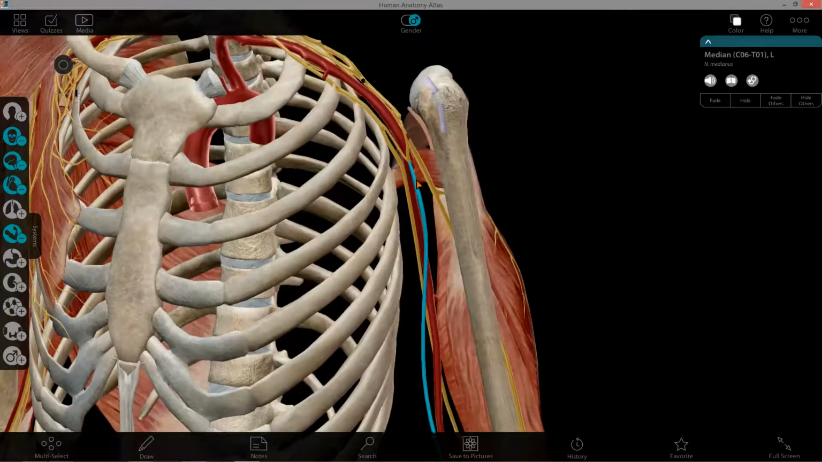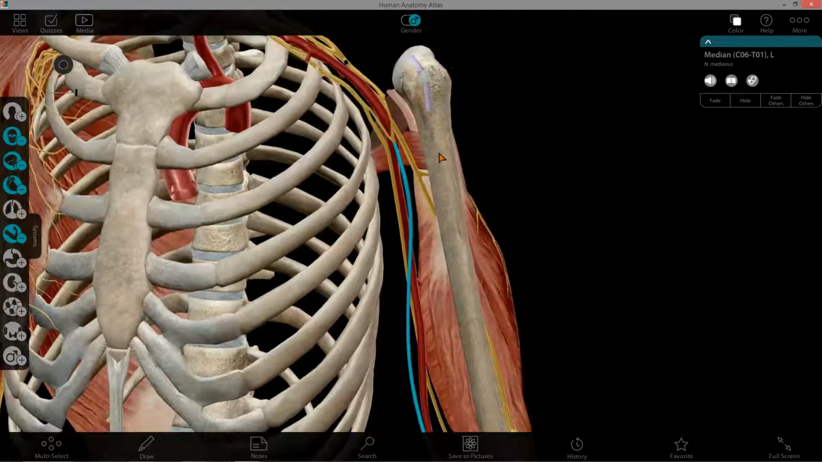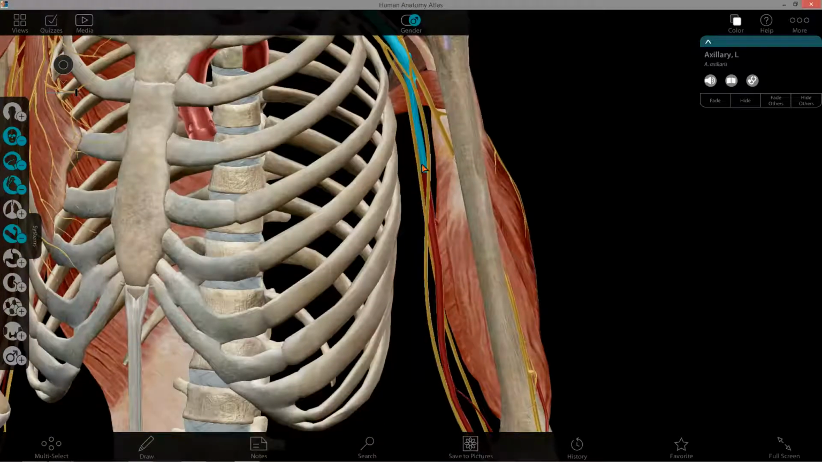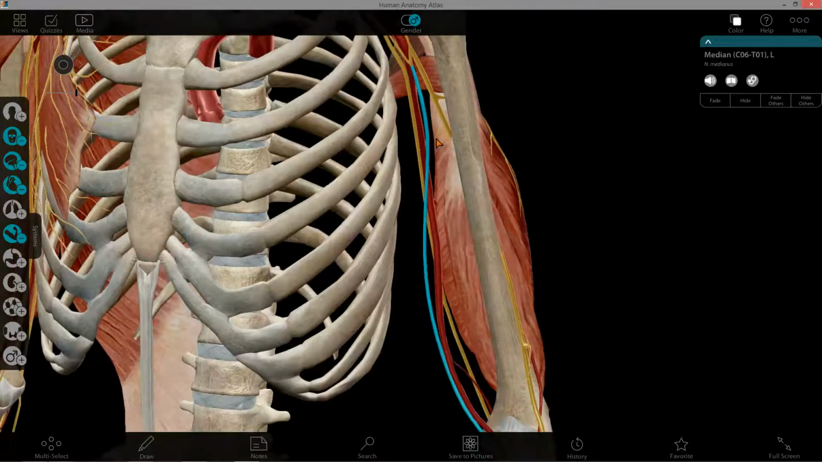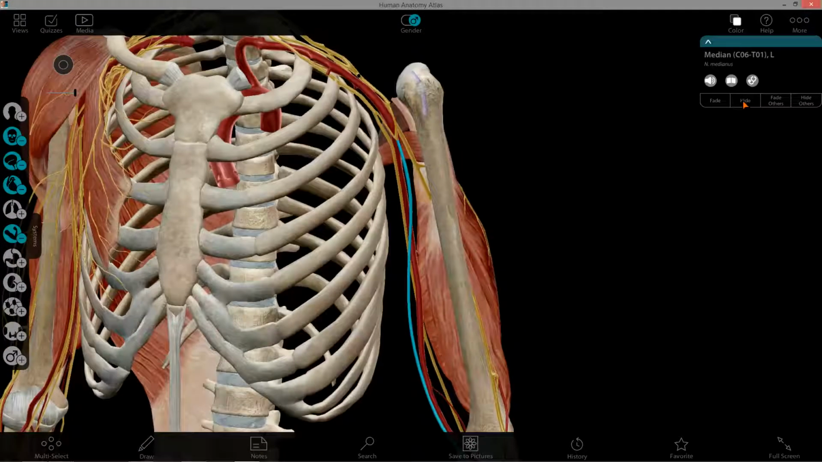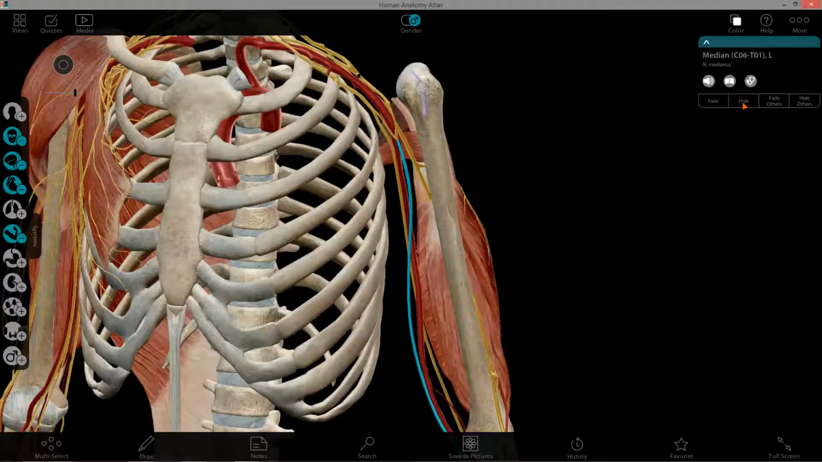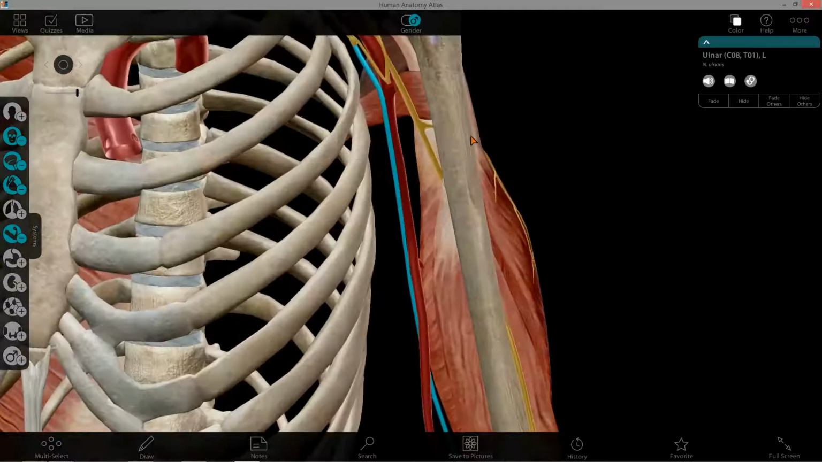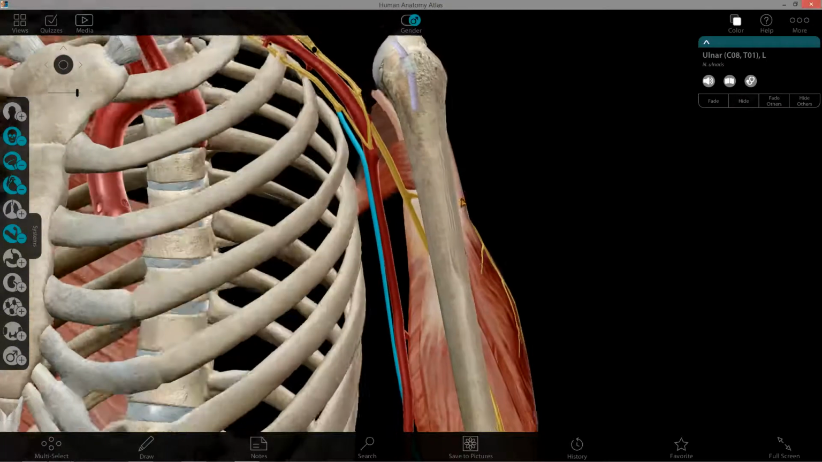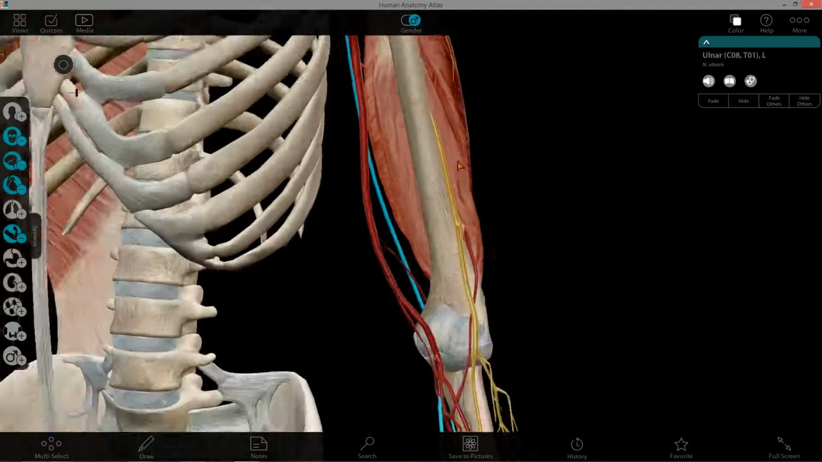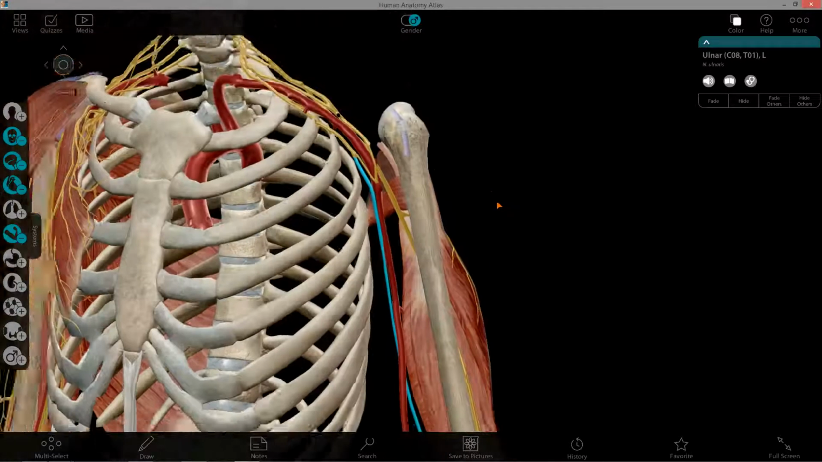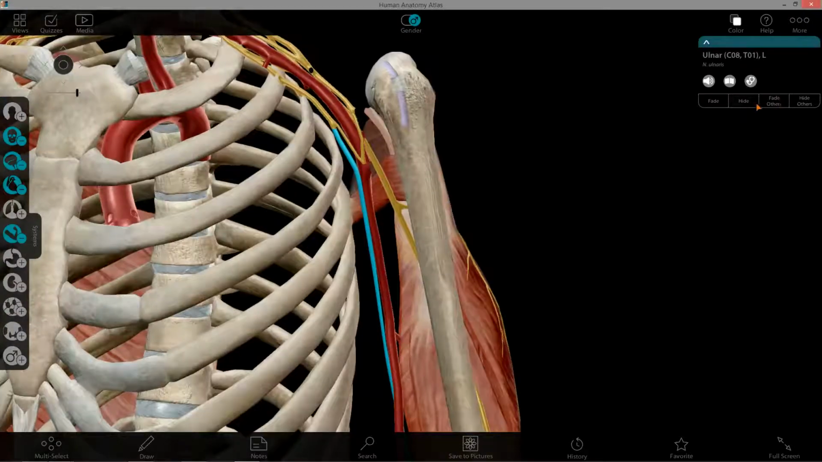The median is C6 to T1, and it's going to lie on the anterior aspect of the axillary and brachial artery as it descends inferiorly or distally. I'm going to hide that. And then there is the ulnar, which is C8 to T1. And the ulnar, actually I won't discuss that now. I'll discuss that next lab. And I'm going to hide that as well.